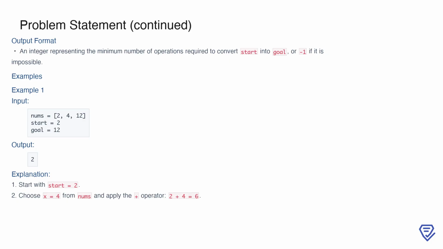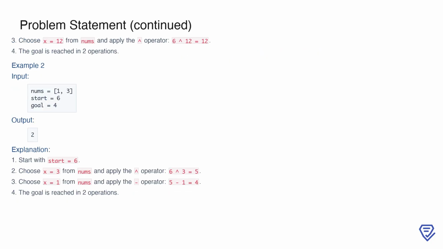Suppose nums is 2, 4, 12, start is 2, and goal is 12. In this case, the output is 2. Here's why: you begin with the start value of 2. First, you pick the number 4 from nums and apply the addition operator, resulting in 2 plus 4 equals 6. Next, you choose 12 from nums and apply the XOR operator. The result of 6 XOR 12 is 12. At this point, the goal has been reached, and it took a total of 2 operations.